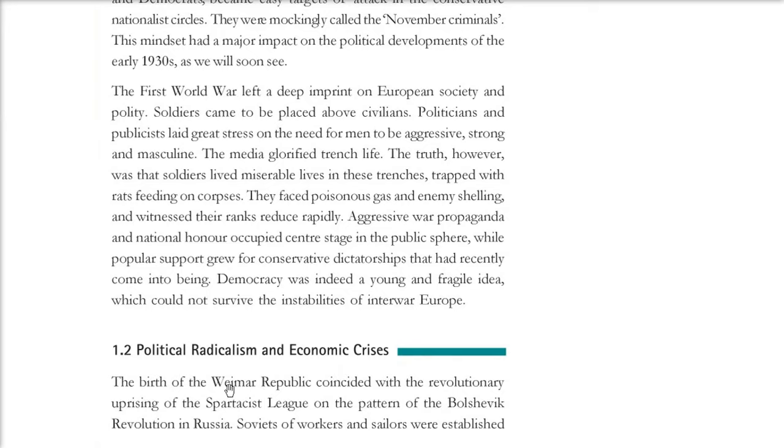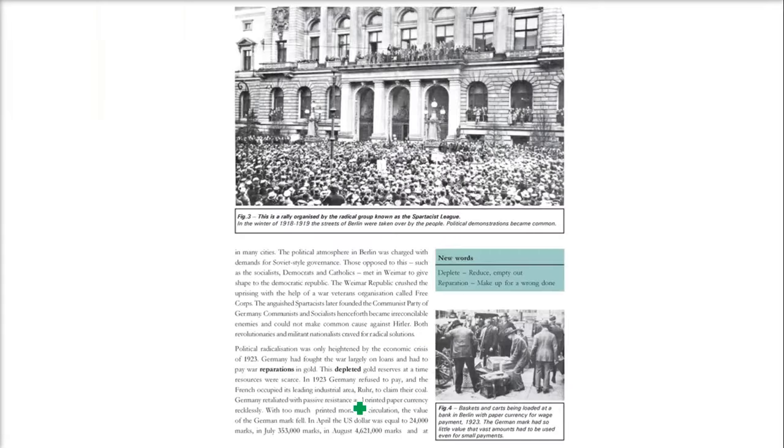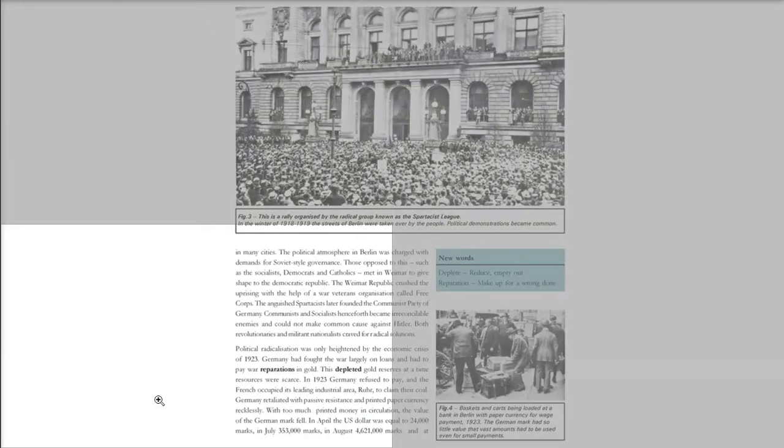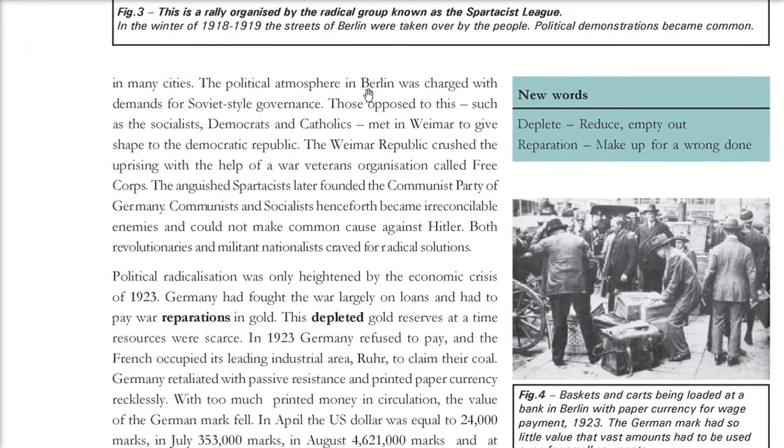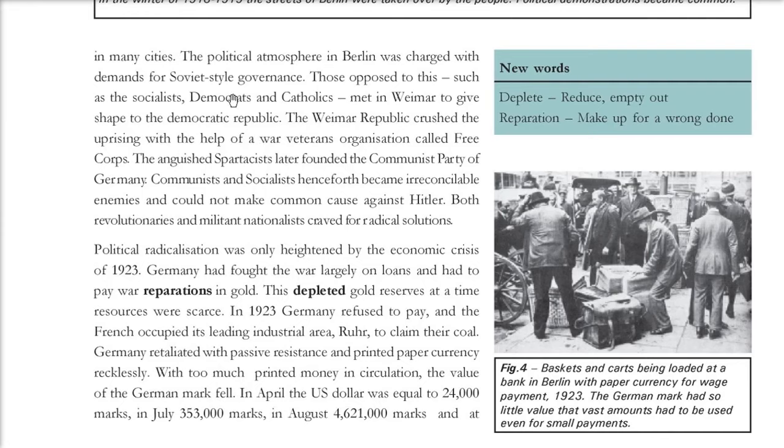Now, the birth of the Weimar Republic actually coincided with what was happening in the Bolshevik Revolution in Russia. Soviets of workers and sailors were established in many cities here also. The political atmosphere in Berlin was charged with demands for Soviet-style governance, because this period coincided with the Soviet revolution. So everyone met: socialists, democrats and Catholics. These Catholics wanted to give shape to a democratic republic.